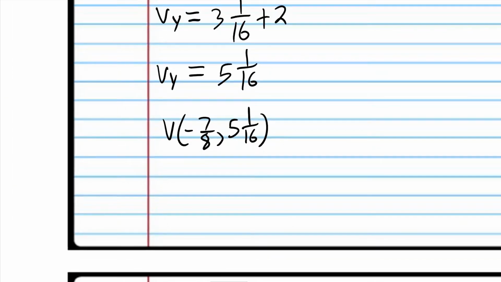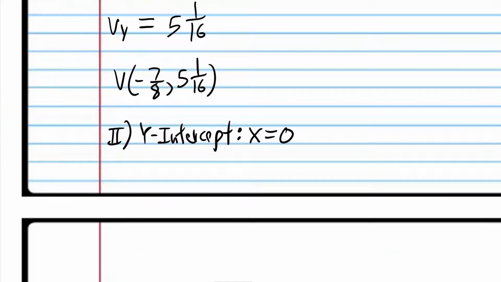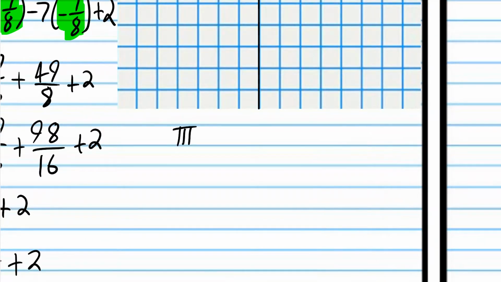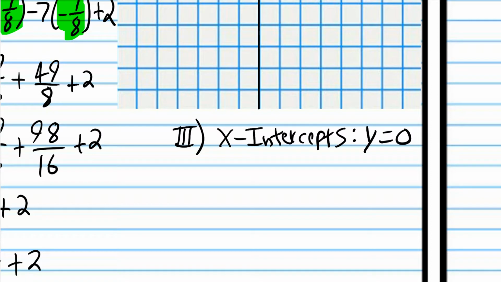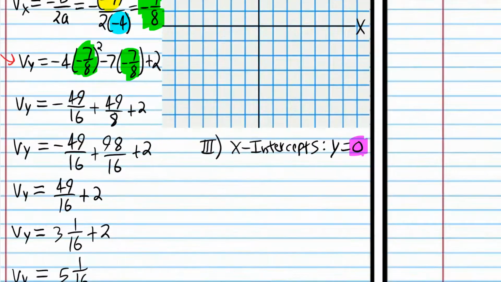Okay, and now we're going to find the y-intercept. And of course we're going to let x equal 0 to do that. And when we let x equal 0, we see that y must be 2. So the y-intercept is 0, 2. And step 3, we're going to find the x-intercepts. In order to do that, we're going to let y equal 0, and plug in 0 to the original equation, negative 4, negative 7, 2.